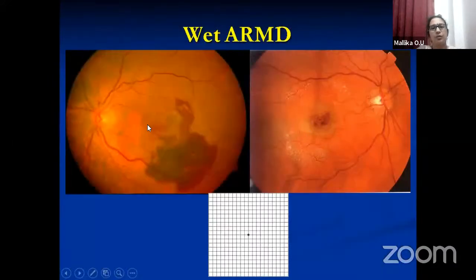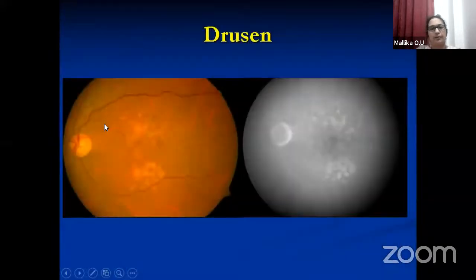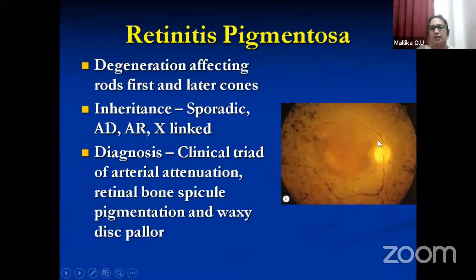So this is how the normal disc looks. But in this, you can see it is almost yellowish white in color. That is the yellowish waxy pallor typical of retinitis pigmentosa.